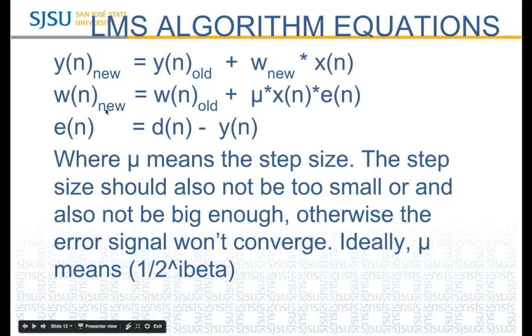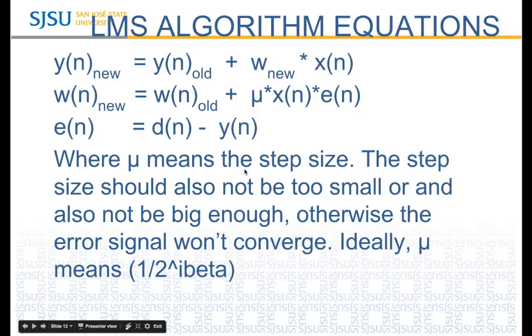The new weights are calculated using the old weights from the second equation, where w new is equal to w old plus mu into x of n into e of n, where x of n, as said earlier, means the input signal, e of n is the error signal, and mu is the step size. And error is calculated using d of n minus y of n, because it is always the desired minus the output signal giving us the error. Desired is the ideal signal that is expected at the output, whereas y of n is the signal that is distorted with noise from the output side.